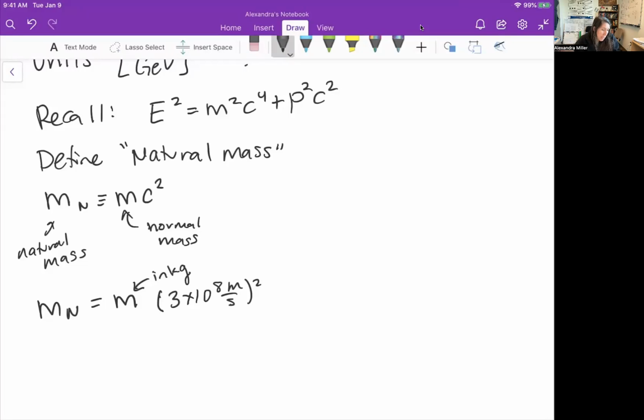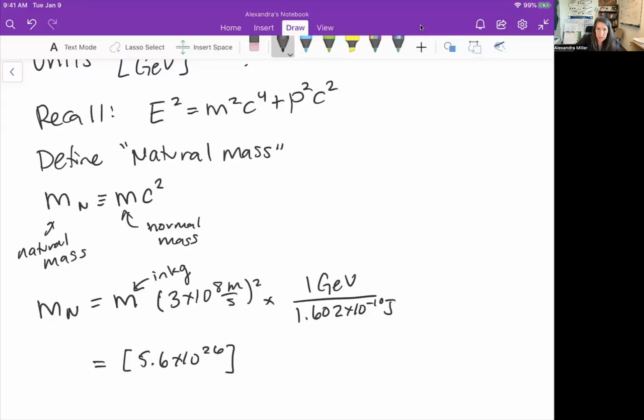So that's kind of good, but instead, like I said, in particle physics, we often want to work in GeV. So now we're just going to do a normal unit conversion and say 1 GeV is 1.602 times 10 to the negative 10 joules. And if I plug all of these numbers into a calculator, what I'm left with is 5.6 times 10 to the 26th. This is some number. And if I multiply that by the mass in kilograms, then that gives me the natural mass in GeV.